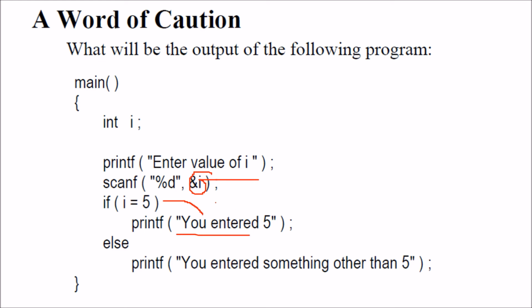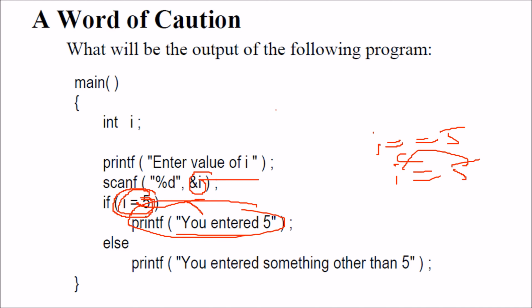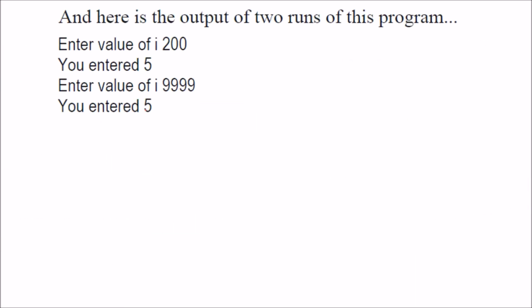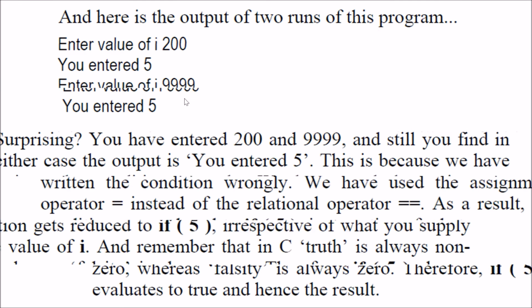Why? This is because you are not equating, you are not trying to find out whether I is equal to 5. You are actually assigning the value of 5 to I. So always this I will be 5. Okay, this will be true. So always this line will come. You have to be very careful with the assignment sign and the comparison sign.